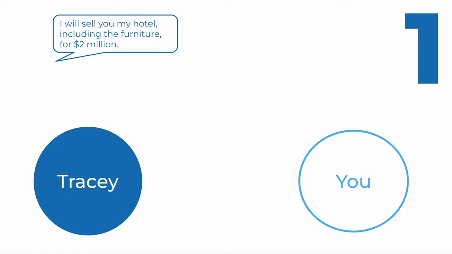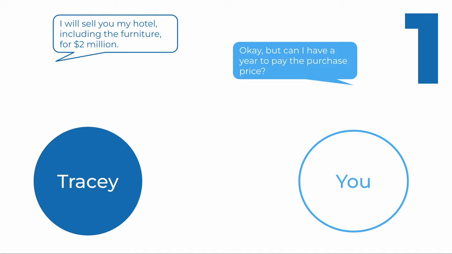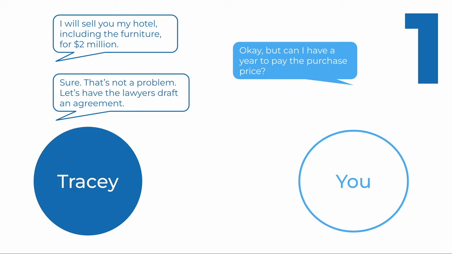So let's assume that I own a hotel. I'm going to sell that hotel to you, and I say to you, I will sell you my hotel, including the furniture, for $2 million. Now we're having an oral discussion here. And then you say, okay, but can I have a year to pay the purchase price? And I say, sure, that's not a problem. Let's have the lawyers draft the agreement, and you are readily agreeable, right? You say, great, sounds good. And there we have an oral agreement, right?